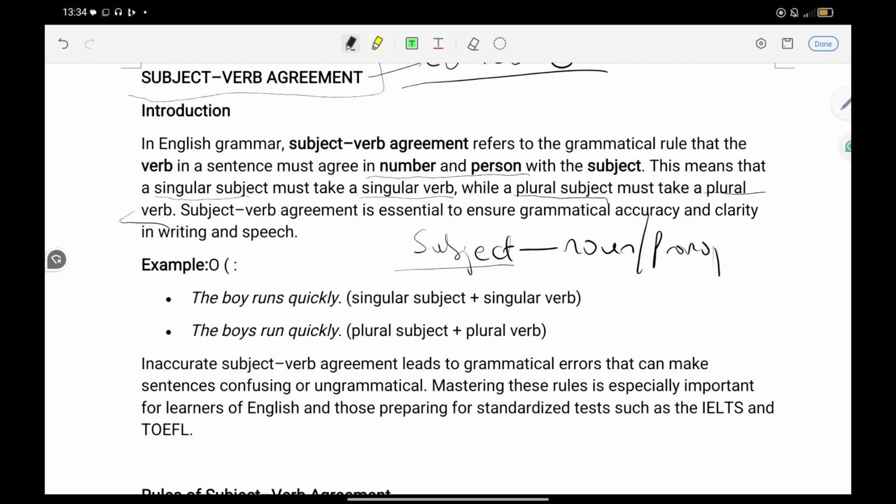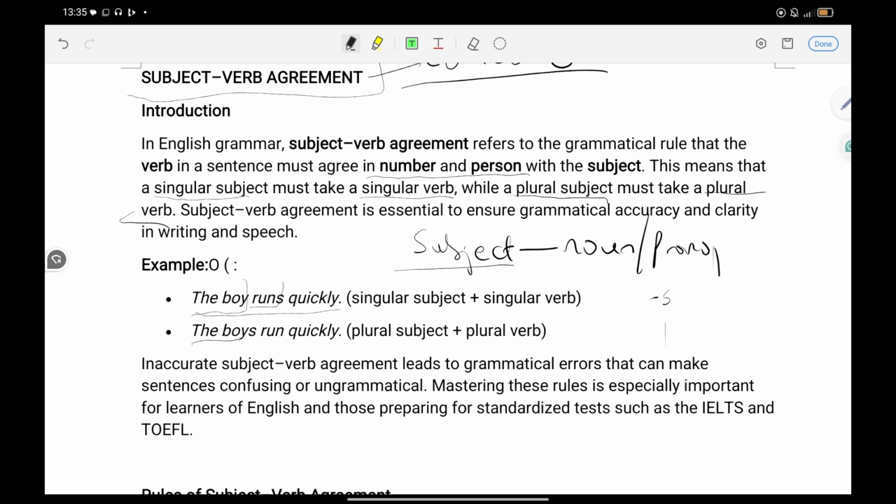These are some examples. The boy runs quickly. So we have a singular subject, the boy, one boy, and a singular verb, runs. Now, just in case you're not aware, a singular verb always takes the S suffix, and then the plural verb does not take an S. So we have the boy runs quickly and the boys run quickly.